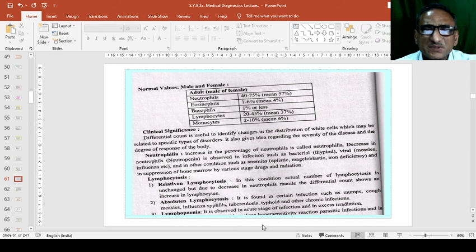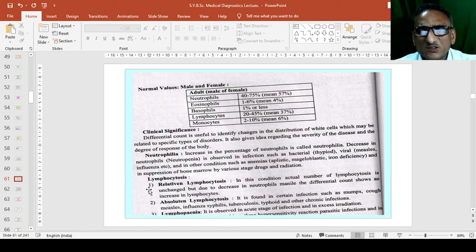So clinical significance includes differential count is useful to identify changes in the distribution of WBC and may be related to specific type of disorders. It also gives idea regarding the severity of the disease and the degree of response of the body. An increase in the percentage of neutrophils is called neutrophilia, and a decrease in neutrophils is observed in infections such as bacterial infection, viral infection, and other conditions like anemia.